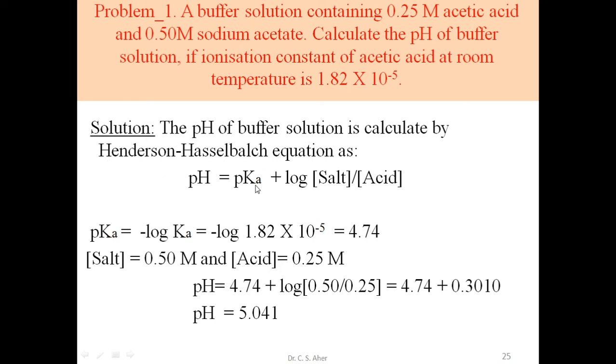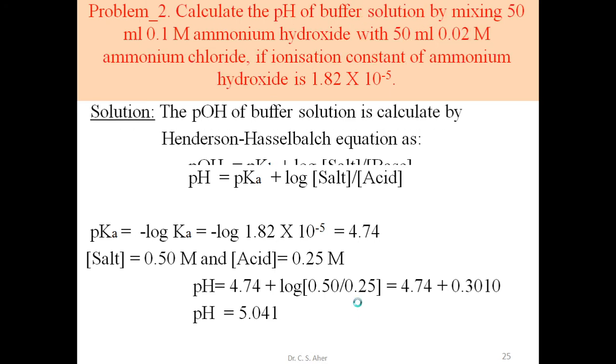When we know the dissociation constant of the acid and the concentrations of salt and acid, then we can easily calculate the pH of that buffer solution. So it is a very simple example. For this calculation you have to use a calculator. A calculator is also allowed in the exam.